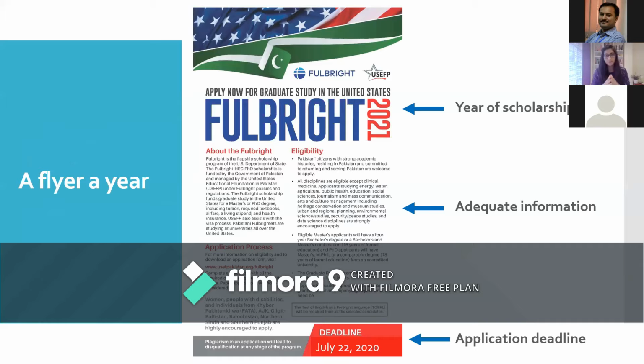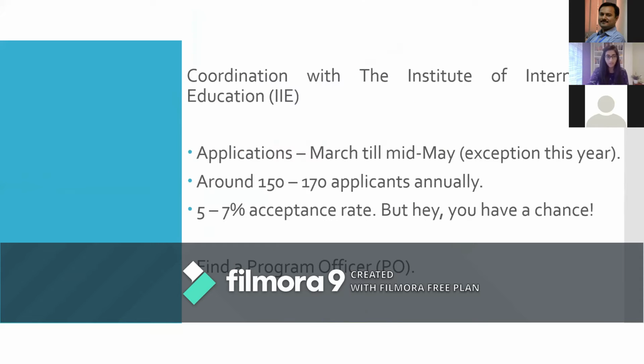Then all the information is included in it, which is about the eligibility, the process, and so on. And there is application deadline as well. So for this year, the deadline for Fulbright application is July 22nd, which is this month in a couple of weeks. So this application is still open. So it's very good to talk about it right now, and we can see if someone is eligible and they want to go ahead and apply for it.